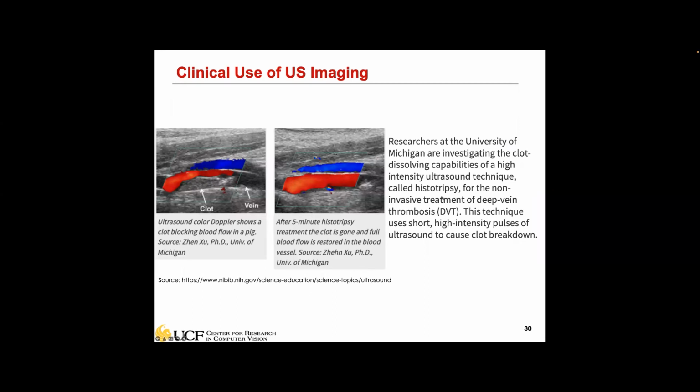And there's also a study that was conducted at the University of Michigan.